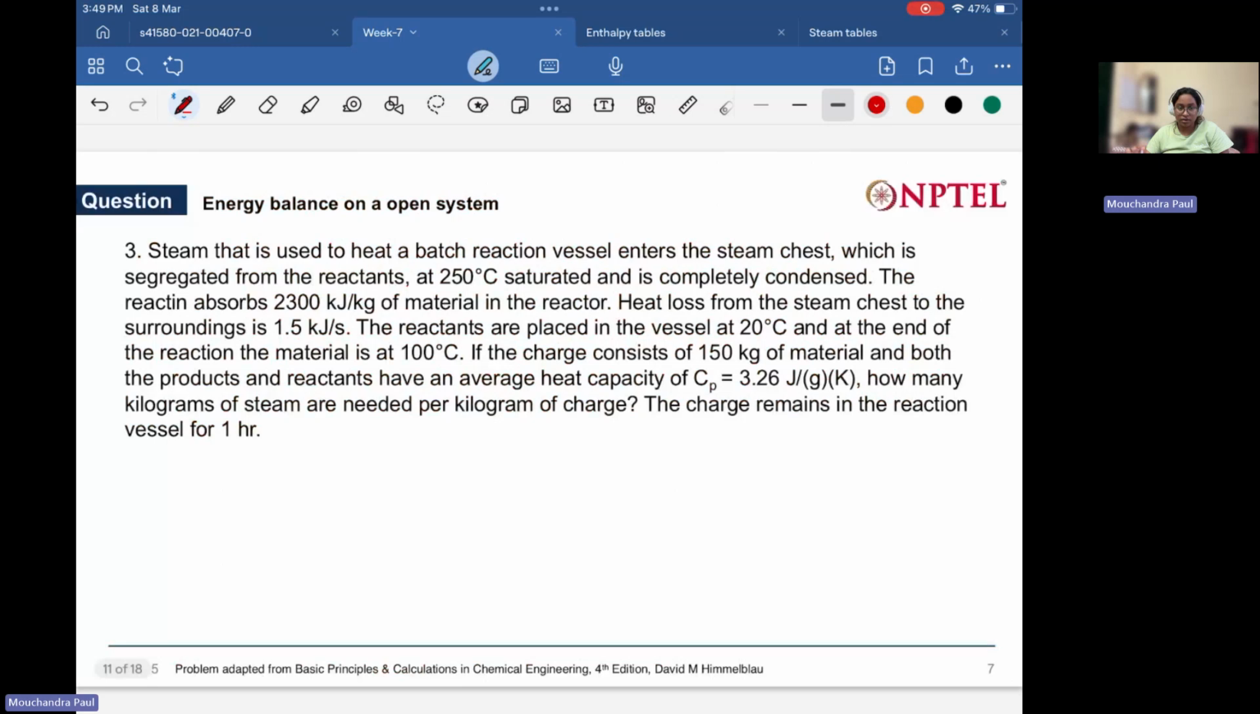So I hope you understood the last question. Now this question number 3 is very similar to the previous one because it is also an energy balance problem on open systems. Okay, I'll give you a minute to quickly have a read before we proceed.